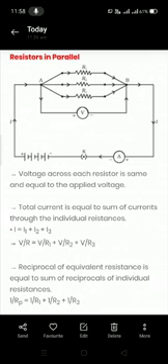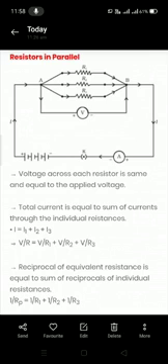We will observe that voltage across each resistor is the same and it's equal to the applied voltage. Total current is equal to the sum of currents through the individual resistances, that is, capital I equals I1 plus I2 plus I3. On applying Ohm's law, we get I equals V by R, I1 equals V by R1, I2 equals V by R2, I3 equals V by R3.